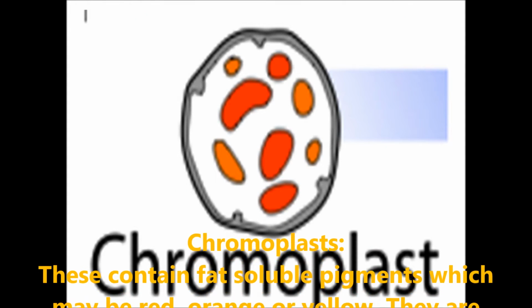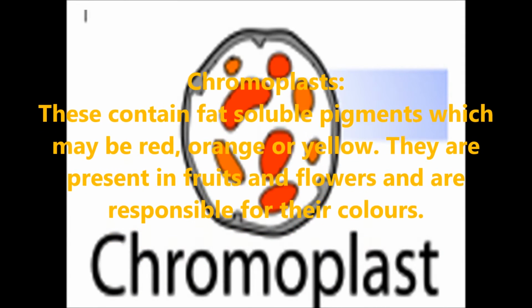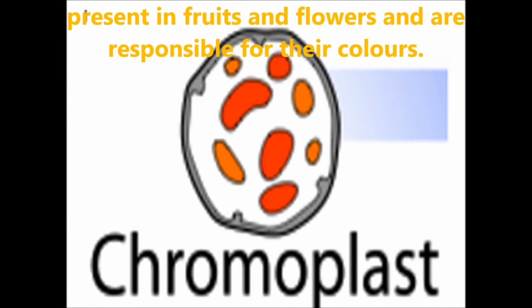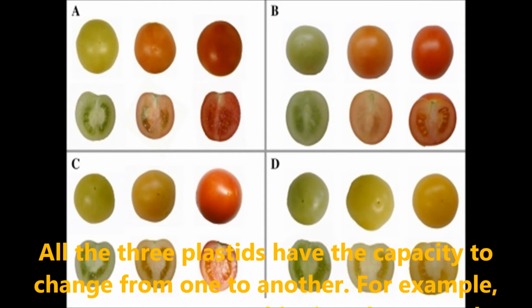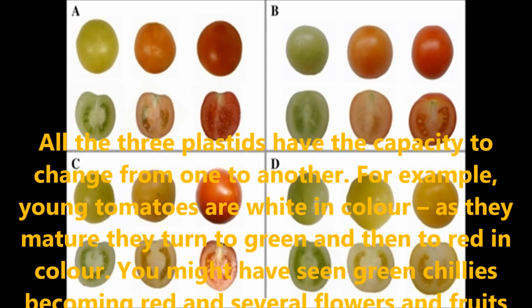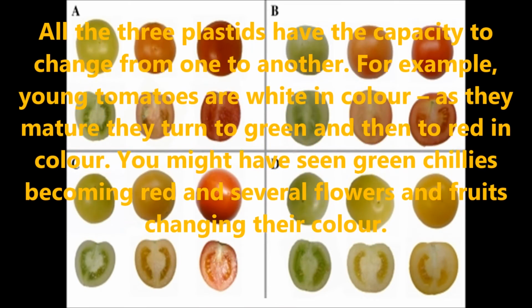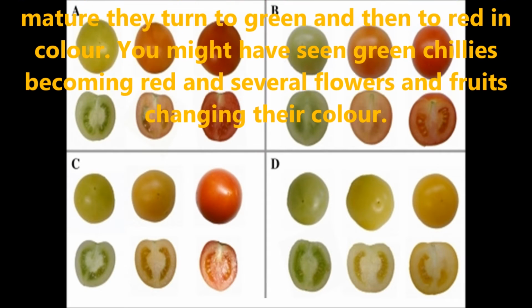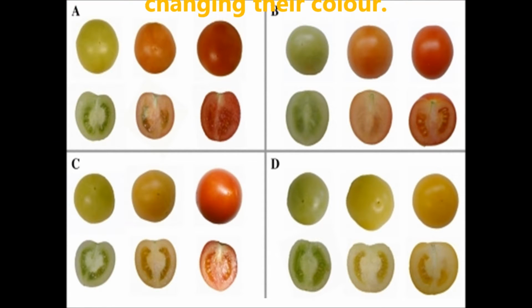Chromoplast. This contains a fat-soluble pigment which may be red, orange or yellow. They are present in fruits and flowers and are also responsible for their colors. All the three types of plastids have the capacity to change from one to another. For example, young tomatoes are white in color. As they mature, they turn green and then they turn red. You might have seen green chilies become red and several flowers and fruits changing their color.